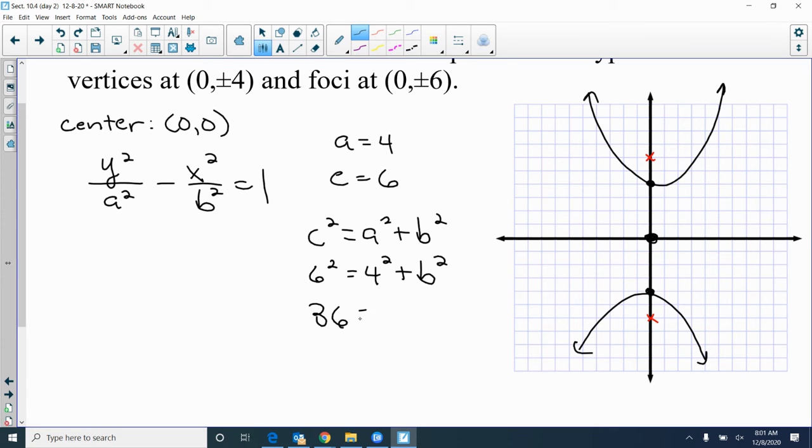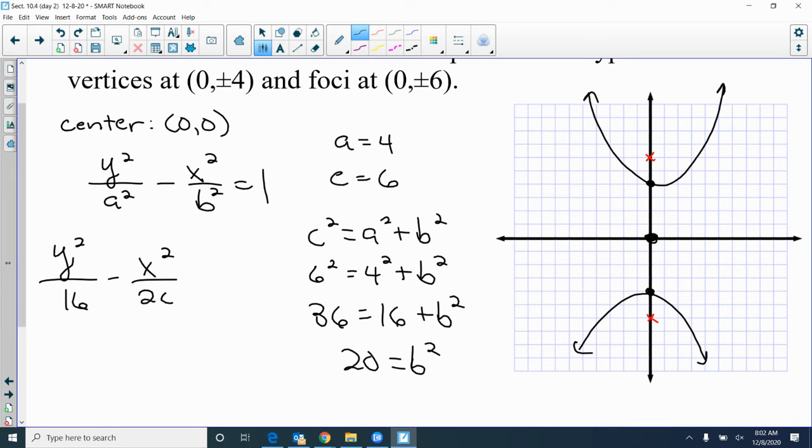So 36 equals 16 plus B squared. Subtract 16, and you get 20 equals B squared. B is going to be the square root of 20, but theoretically, I don't need that to finish this. So that gives me y squared over a squared, which is 16, minus x squared over 20 equals 1. So that's going to be our answer for that one.